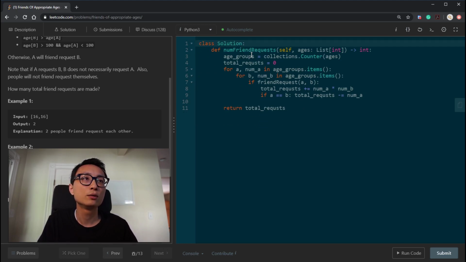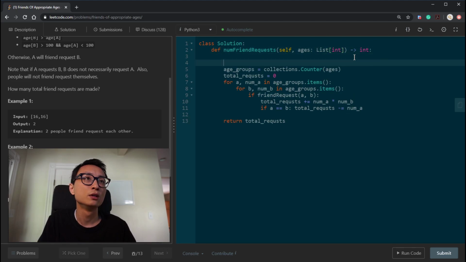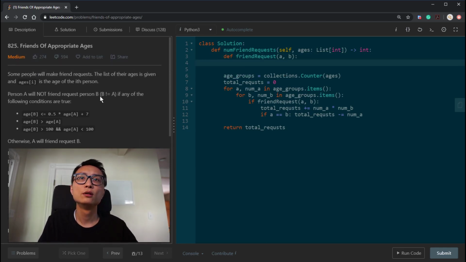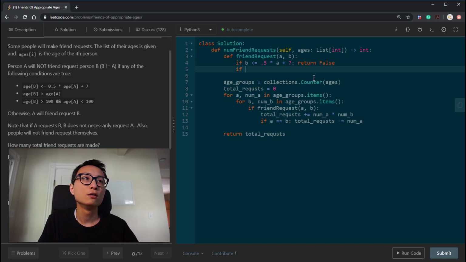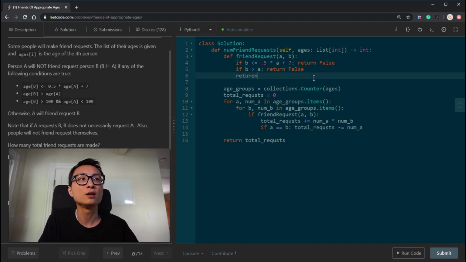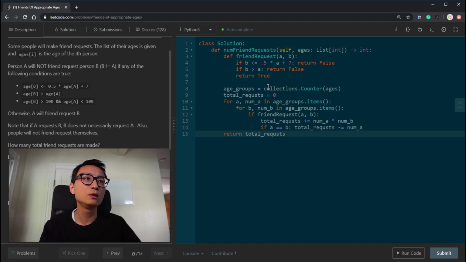Now, what's left is just to code up this helper function to determine whether people with age A would make a friend request to people with age B. So, I'm just gonna directly translate these two relationships into code. If b is less than or equal to 0.5 multiplied by age a plus 7, return false. If b is greater than a, return false. Otherwise, a would initialize a friend request to b, so return true in the end. So that's pretty much the code.